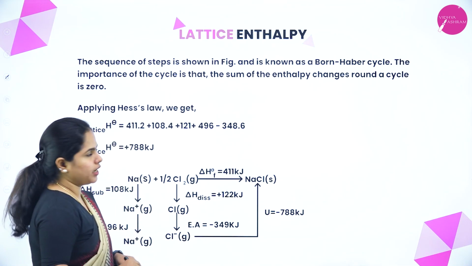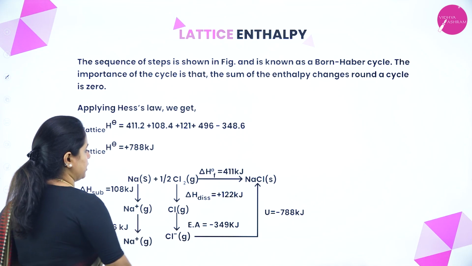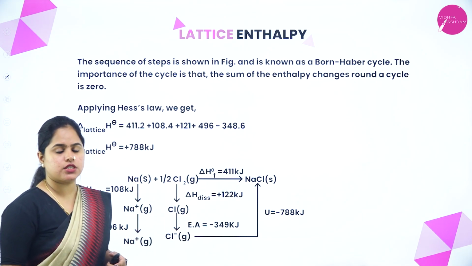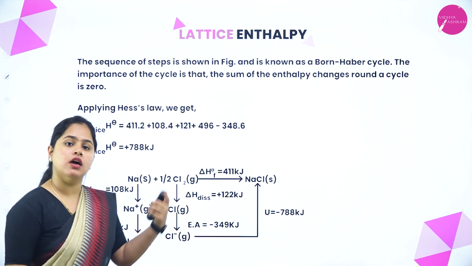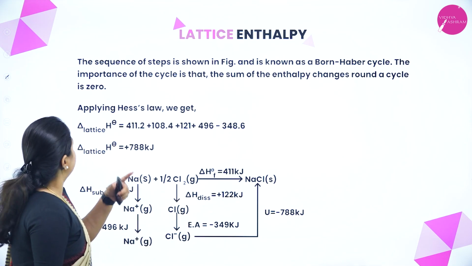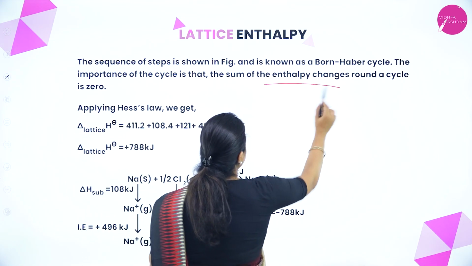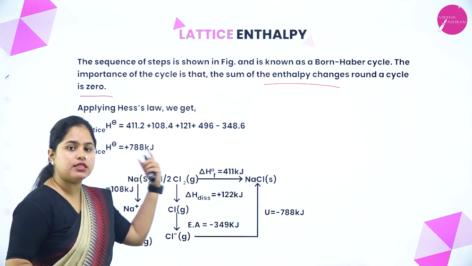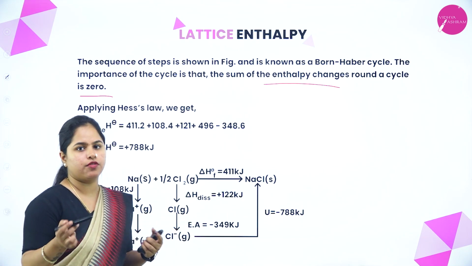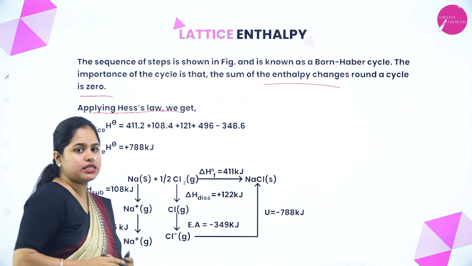All together, the sequence of steps is shown and is known as the Born-Haber cycle. So all the steps we have discussed can be sequentially written like this, and this cycle is called the Born-Haber cycle. The importance of the cycle is that the sum of the enthalpy changes around a cycle is 0. If you take the sum of all of these energies, you will finally get 0. Now we are going to apply Hess's law here.